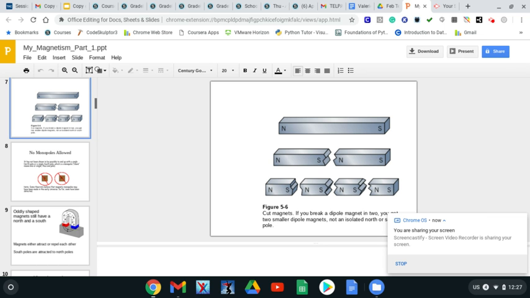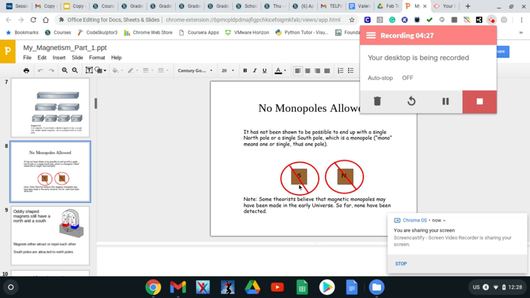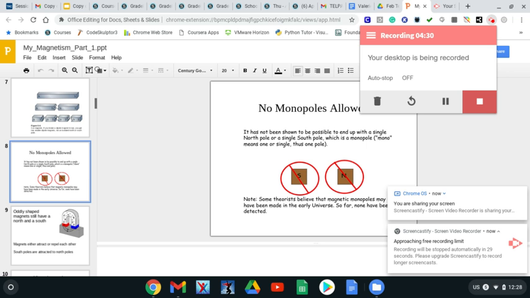And you start to realize that this is just the way it is. You can't just have a North Pole or just a South Pole. And so that's what's being stated here. No monopoles allowed. Okay, so you have a north and a south, but can't have just a north or just a south.